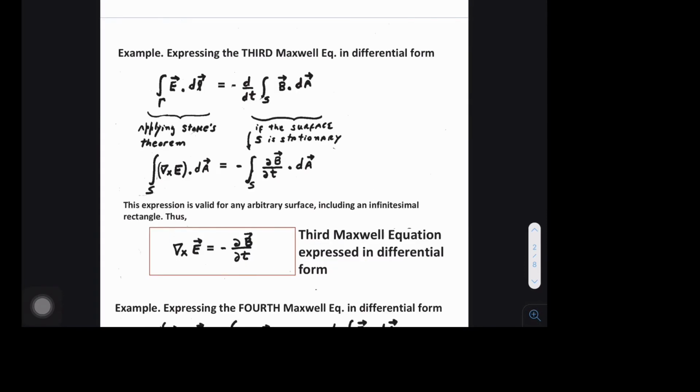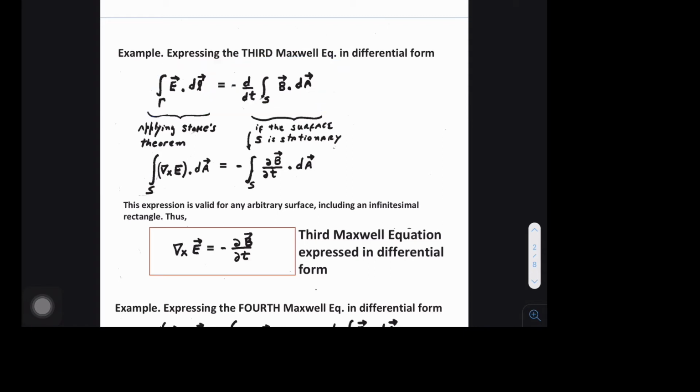And this is Maxwell's second equation in differential form. Now let's turn to Maxwell's third equation. The integral form of Maxwell's third equation tells us that the electromotive force induced in a loop, which is equal to the line integral of the electric field over that loop, is equal to minus the rate of change of magnetic flux through the surface of that loop.